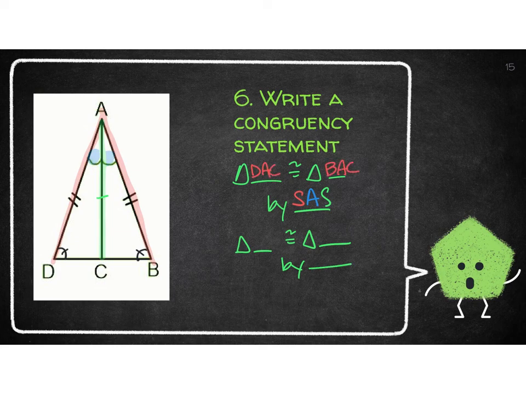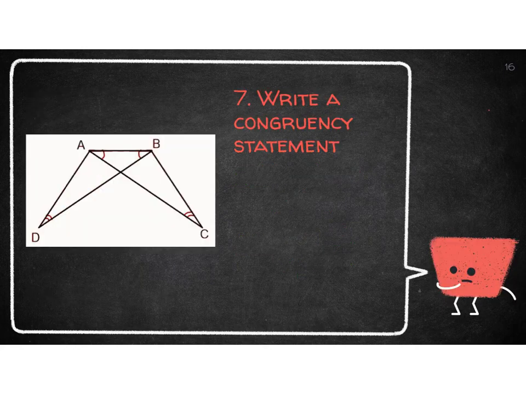BAC. Or I could look and do angle, side, angle. Again, the congruent statement would be the same. DAC is congruent to BAC. All right, example number 7.